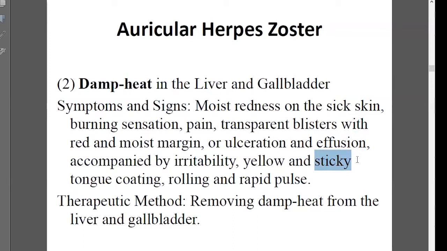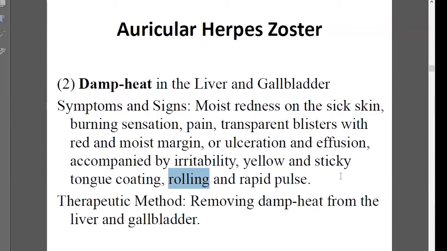And the same thing for this book, they use rolling pulse. It's similar to what we call slippery pulse. It still means dampness or phlegm. So different books may use different translated words here. Sticky coating and rolling pulse still mean dampness or phlegm, and the rapid pulse still means heat. So that's this pattern, damp heat in the liver and the gallbladder.